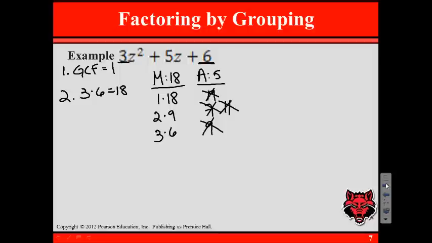And we have run out of factors. 18 has no more integer factors. Once we exhaust all the possible factors, that means this is not factorable. We would say this polynomial is prime.